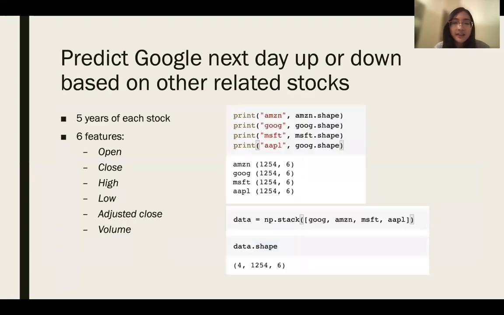So I took daily data from Yahoo Finance, 5 years of some related stocks, to try to make forecasts on Google's next day stock price.